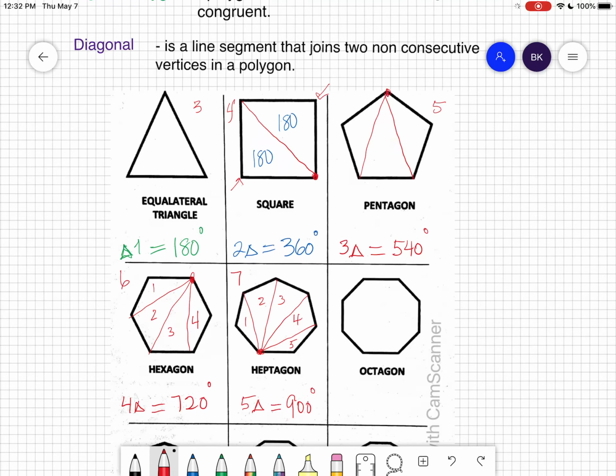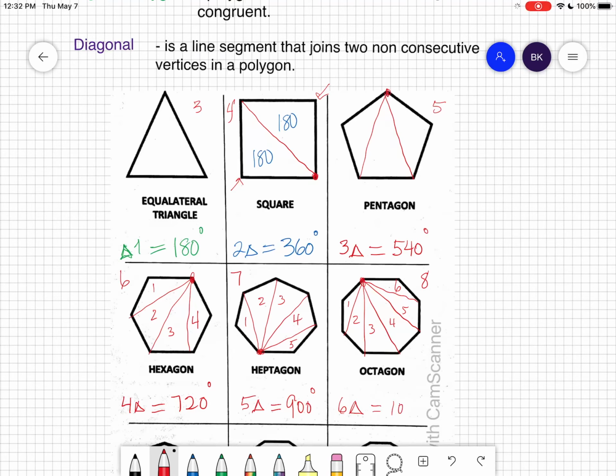Moving on to the octagon. That's 8 sides. Again, I'm just going to choose a vertex and draw the diagonals to every single non-consecutive vertex. And that would be 1, 2, 3, 4, 5, 6. So again, we have 6 triangles.